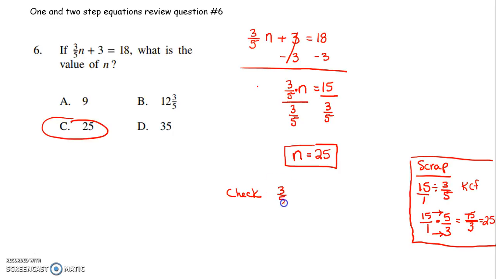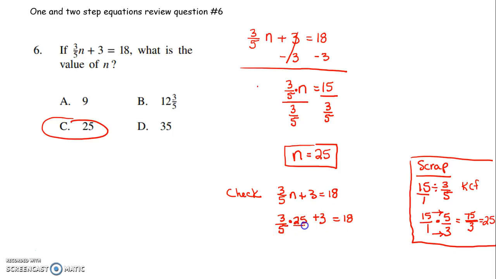So I have 3/5 times n plus 3 equals 18. In every check, you write your original equation back down. Then in place of n, I put a 25. So that's 3/5. And now when I put my 25 in place of n, I have to show the operation between the 3/5 and the 25. Well, if you don't see an operation, you assume it's multiplication. So it's 3/5 times 25 plus 3 equals 18.